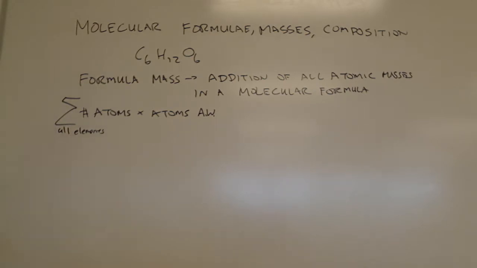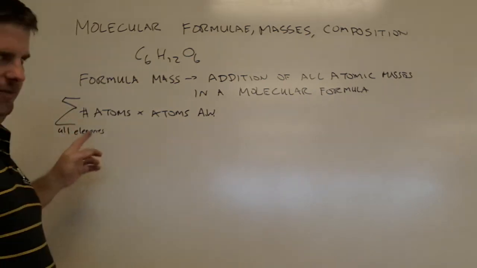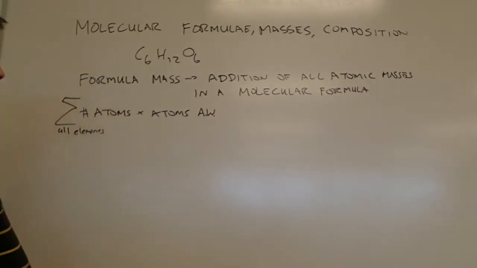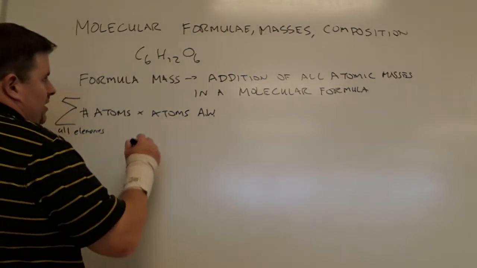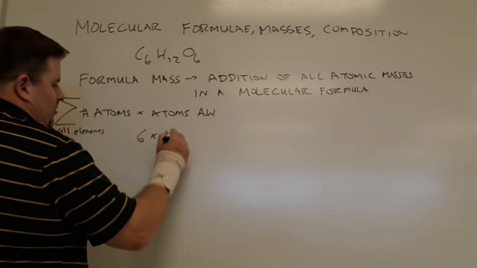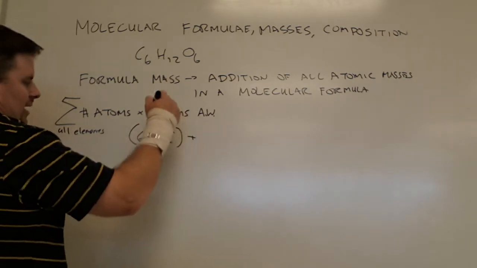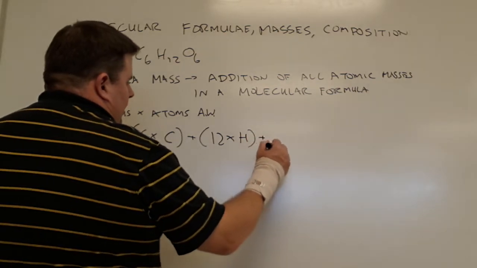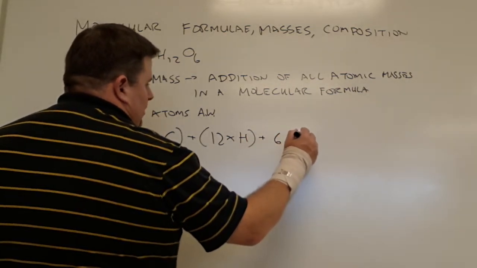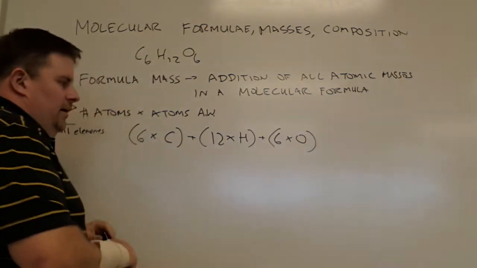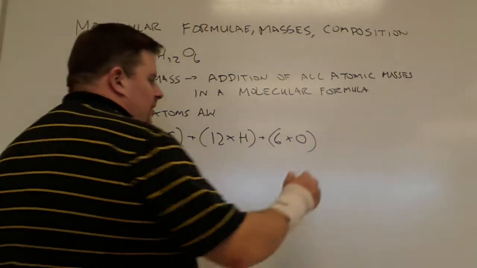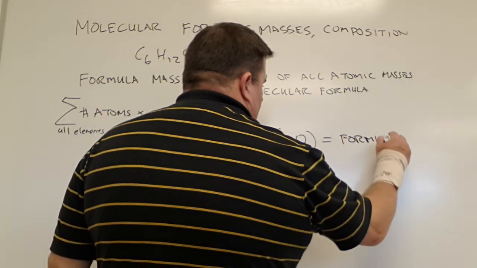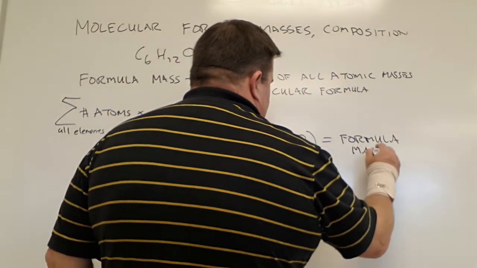So to give you a general idea, once I draw this, because some people are starting to panic: yes, you do have to do this. It's just adding things together. So let's look at this. I've got 6 carbon, so I'm going to get 6 times carbon. Then I'm going to add that to 12 times hydrogen, and then 6 times oxygen. All of those added together is going to be my molecular weight, my formula weight, my formula mass here.